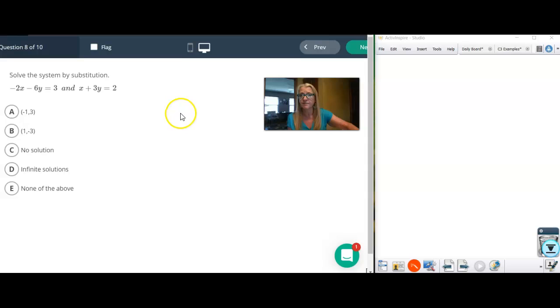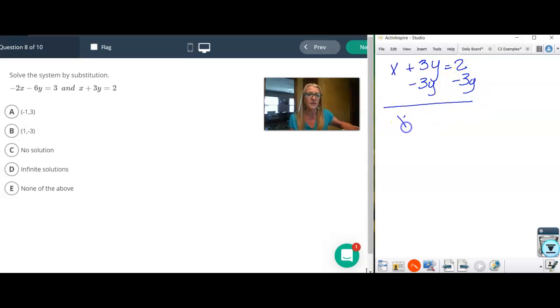Question number 8. This is not solved. All right. Go on a hunt to figure out which variable will be the easiest one to isolate. I'm zooming in on this x right here again because he doesn't have a coefficient, so I don't have to divide everything. I just have to subtract to get rid of the 3y. So I would take that equation, x plus 3y equals 2, and I would subtract 3y from both sides. That gives me x is equal to negative 3y plus 2, because the 2 is positive.